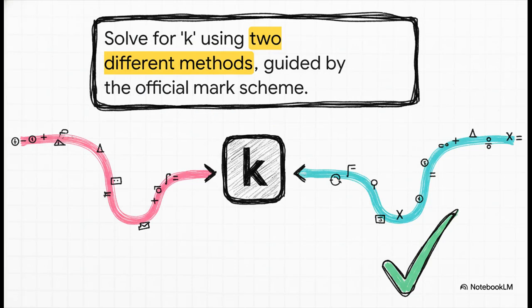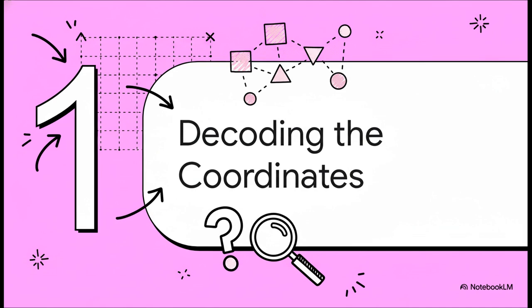So what we're going to do is solve for k. But here's the cool part. We're going to do it using 2 totally different methods. And we'll see how in maths, different roads can often lead to the same destination. We'll even be checking in with the official mark scheme along the way. Right. First things first. Let's break down exactly what we know.